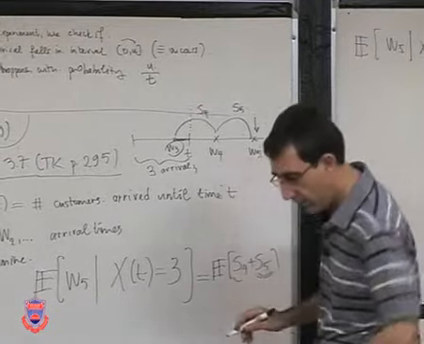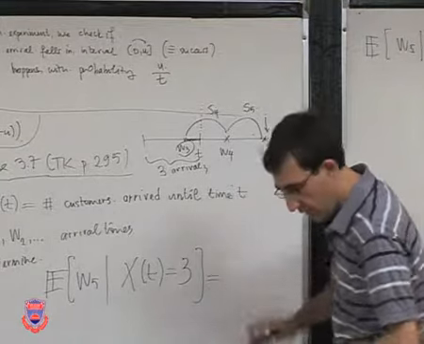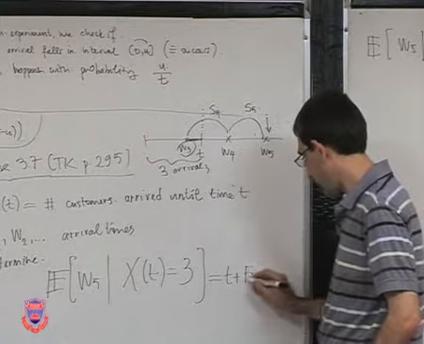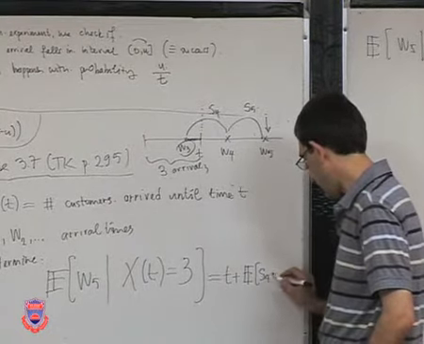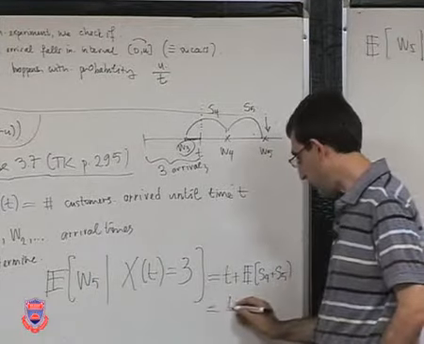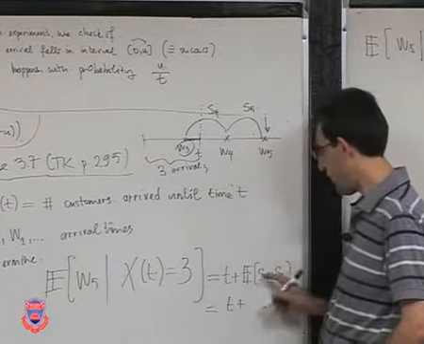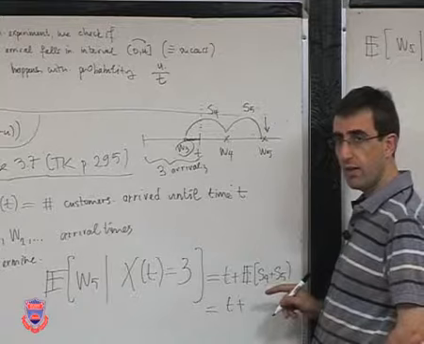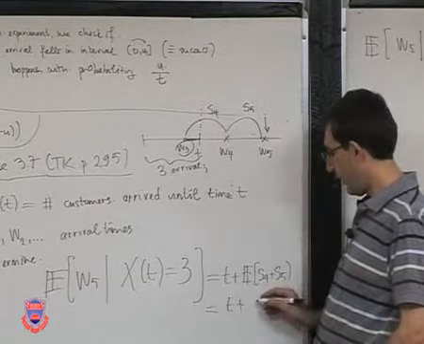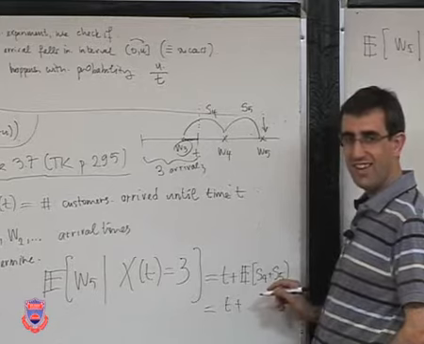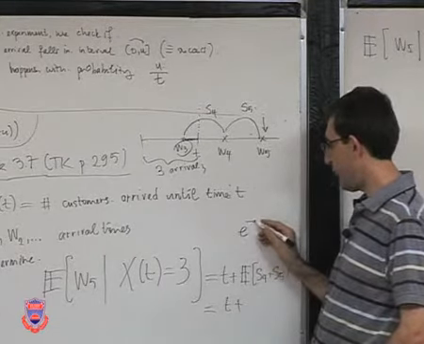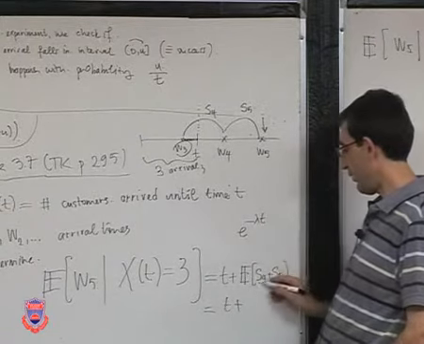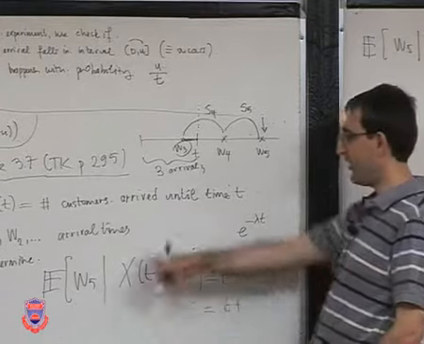Yes, that's true. But if I put everything in the same order as time progresses, I have t plus the expected value of S4 plus S5. Which is what? t plus, what are the expectations of S4 and S5? E to the minus lambda? Dilek? T. Well, where does t come from? Here, I don't have any t's. Yeah, t is somewhere else.